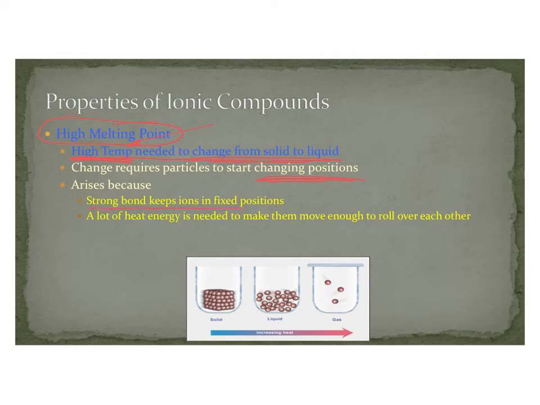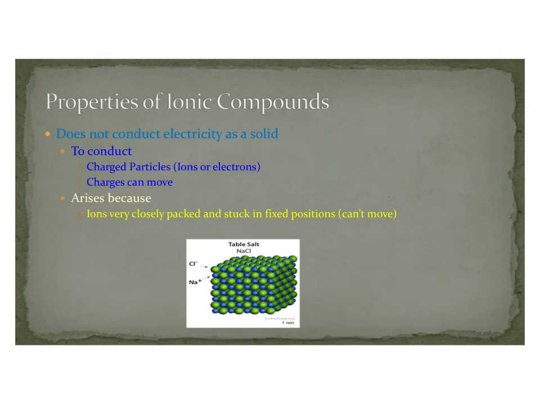Because a strong bond keeps those ions in fixed positions. It likes that strong bond holds them in place. If we get enough heat, you can actually overcome that strong bond and get them to start to roll over one another. But again, it takes a lot of heat energy. And so as a result, a high temperature or a high melting point is needed in order to go from a solid to a liquid.